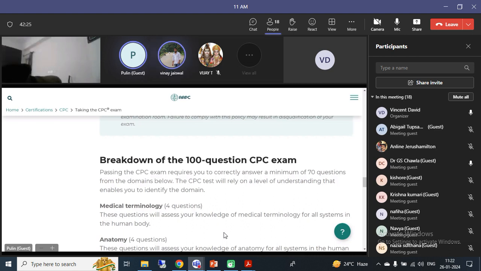And then the AAPC exam charge. For the exam charge, there is one attempt also available. One attempt is $430. And if it is two attempts, then it will be $530.